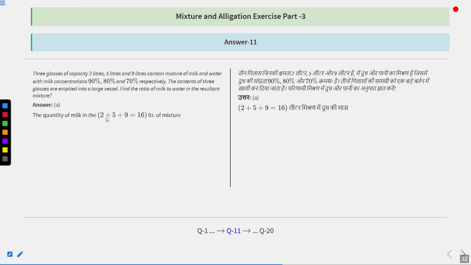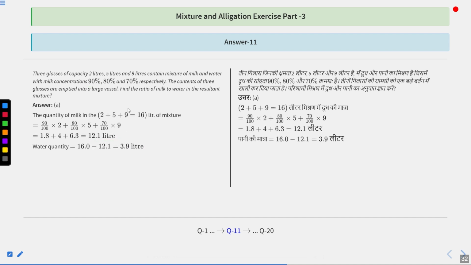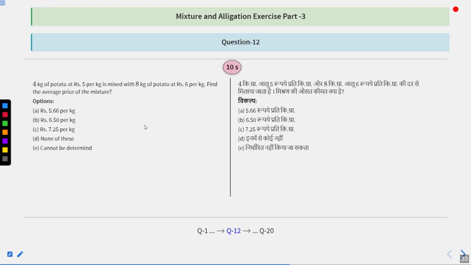The quantity will be 2 liters, 5 liters, 9 liters, which becomes 16 liters. Clear? Now 90% of the first is milk, 80% of 5 is milk, 70% of 9 is milk. So when we calculate it, we get the total value of milk as 12.1 liters. Clear? So water quantity will be 16 minus 12.1, which is 3.9 liters. So the required ratio will become 12.1 upon 3.9. When we solve it, we get 121:39.